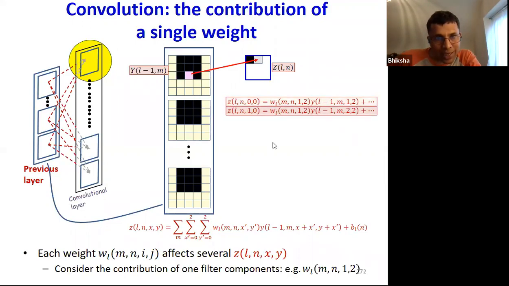But then when I slide forward, the same element now contributes to Z10, right? And what would be the index of the Y element that it multiplies? Anyone? Using the same rule?